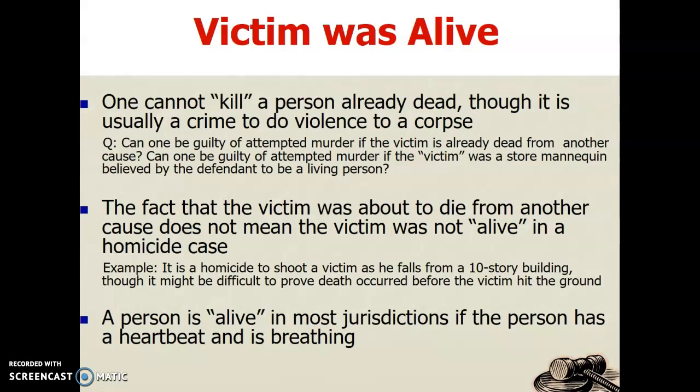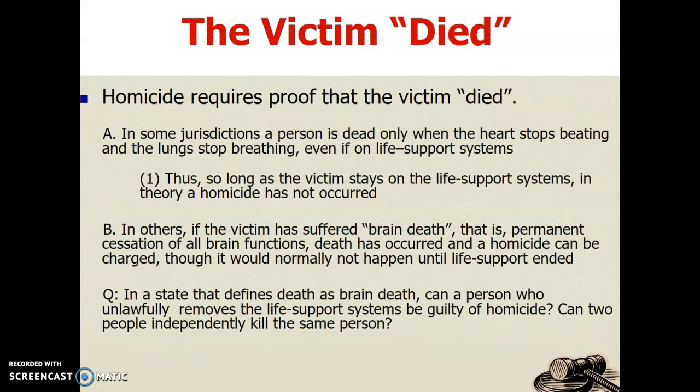But when we talk about homicides, you just have to look at the proximity to the case, and is that act tied closely in with the death of the individual. Homicide requires proof that the victim died. This means that they can show that this person is actually deceased. In some jurisdictions, a person has died only when the heart stops beating and the lungs stop breathing, even if on life support systems.